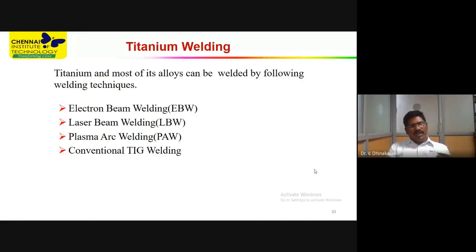So I have tried titanium welding. What are the difficulties, and what are the standard methods used to weld titanium? Electron beam welding, laser beam welding, plasma arc welding, and conventional arc welding. These are the methods useful in titanium welding.